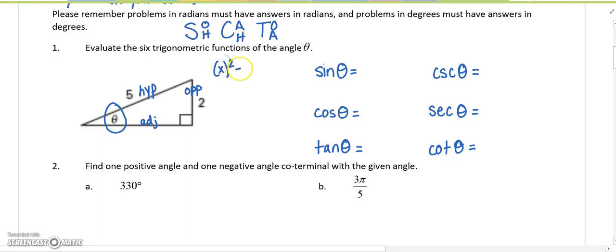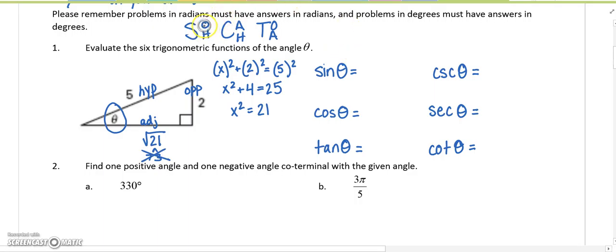So x squared plus 2 squared equals my hypotenuse 5 squared. Alright, so solving this equation will get me my third side of the triangle. And it looks like we're going to have the square root of 21. Alright, I would simplify that, but it only breaks down into 7 and 3. Alright, and there are no doubles in there, and that's what we would need. Okay, so now I can start doing this.